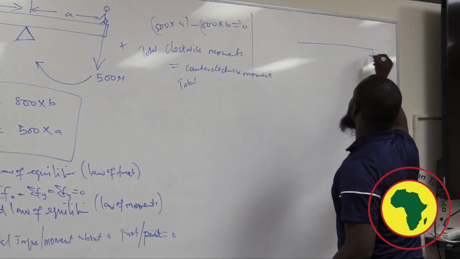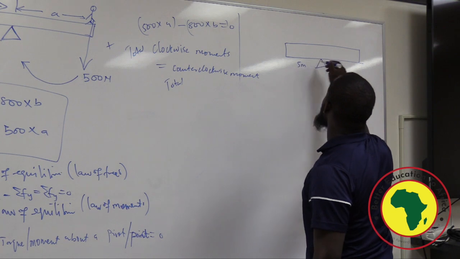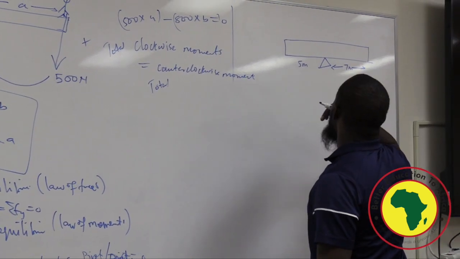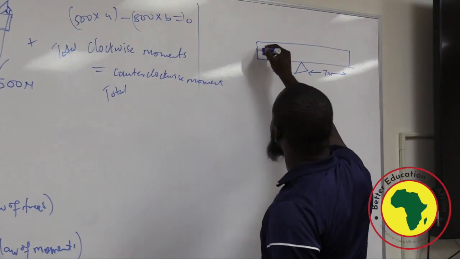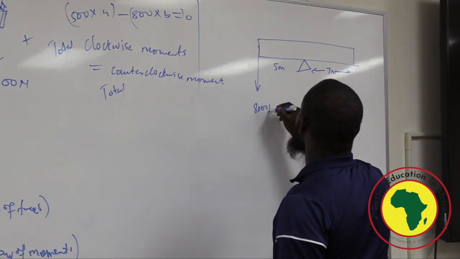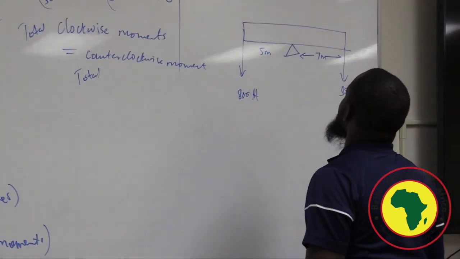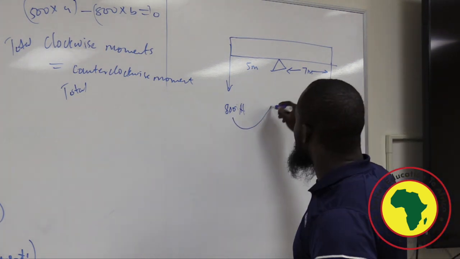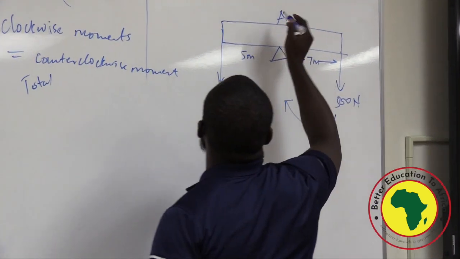So simple example, let's say the boy and the girl again on the pivot like this. Now I have 5 meters here and 7 meters here, from here. Let's say this thing has no weight. So the only weights we have here are, say, 800 Newton and 500 Newton. Good. And I say, calculate the clockwise moment here. So this one is going counterclockwise to the pivot. This one is going clockwise to the pivot. So I'm taking moment about the pivot, which I call A.